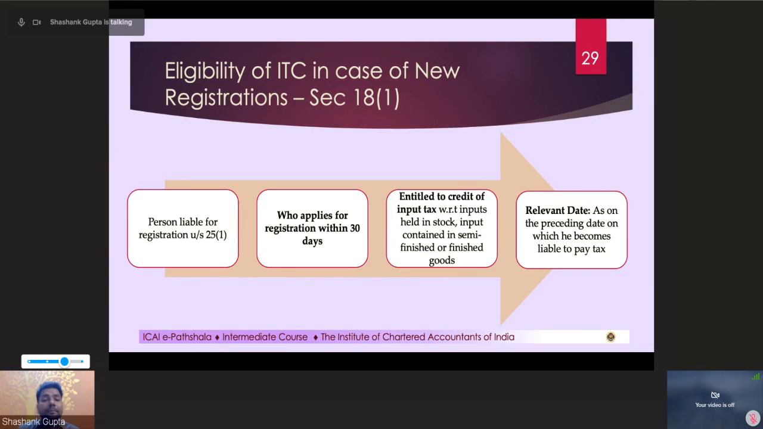So suppose this person became liable to pay tax from 1st of January. He applied for registration on 25th of January. So he will be eligible to avail credit right from 1st of January because he has applied for registration within 30 days.